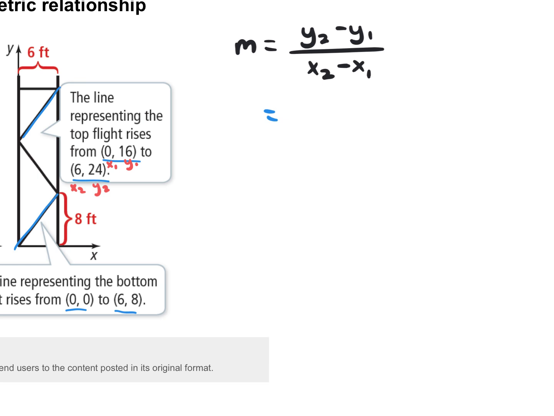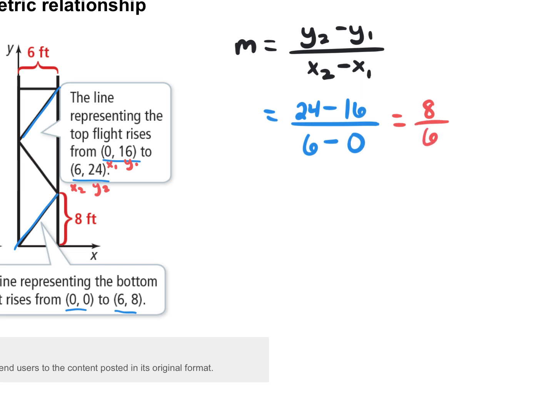So we get 24 minus, what's y1? 16, divided by x2, 6, minus 0. What is 24 minus 16? 8. 6 minus 0? 6.